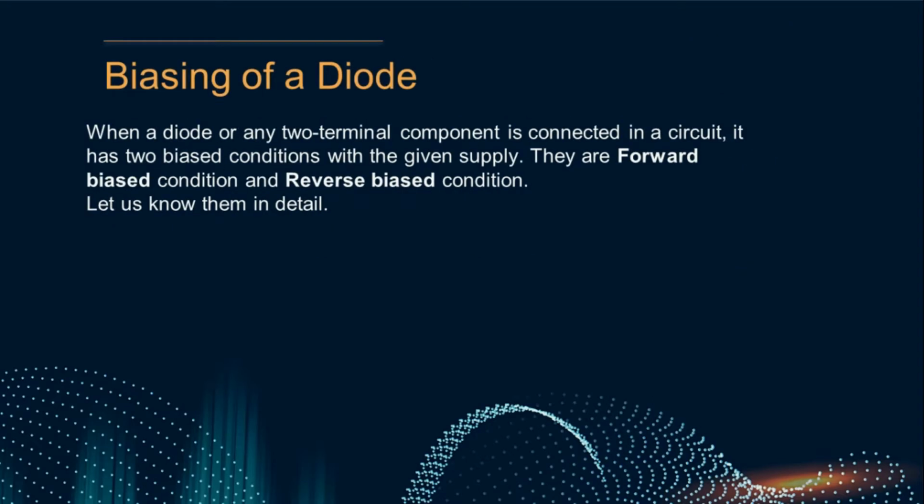Biasing of a diode. When a diode or any two-terminal component is connected in the circuit, it has two biased conditions with the given supply. They are forward bias condition and reverse bias condition. Let us know them in detail.